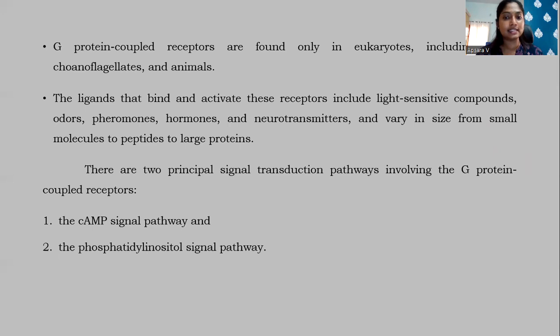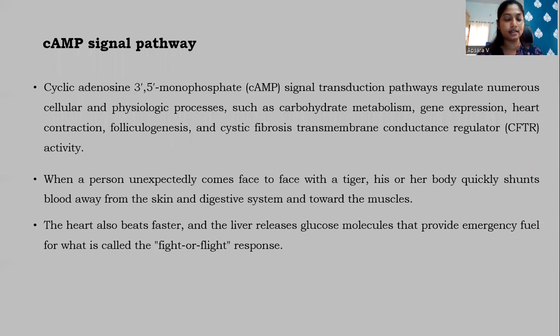There are two principal signal transduction pathways involving the G protein coupled receptors, the cAMP signal pathway and the phosphatidyl inositol signal pathway. First, let us learn about the cAMP signal pathway. cAMP stands for cyclic adenosine 3,5 monophosphate. This transduction pathway regulates numerous cellular and physiological processes such as carbohydrate metabolism, gene expression, heart contraction, folliculogenesis, and cystic fibrosis transmembrane conductance regulator, known as CFTR activity.